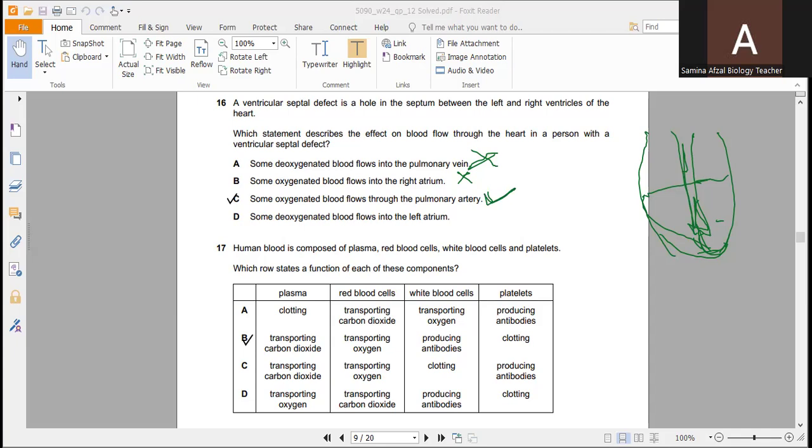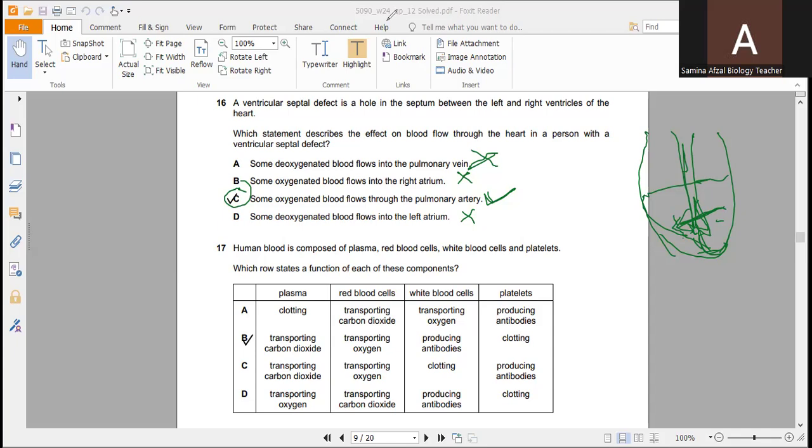Some deoxygenated blood flows into the left atrium. The left atrium receives oxygenated blood. So this is not the correct option. Only C is the correct option because oxygenated blood flows through the pulmonary artery. This is because the VSD, or ventricular septal defect, allows oxygenated blood to flow from the left ventricle to the right ventricle, and then this mixed blood is pumped to the lungs via the pulmonary artery. So blood can move in this direction and then through the pulmonary artery, it will move towards the lungs.